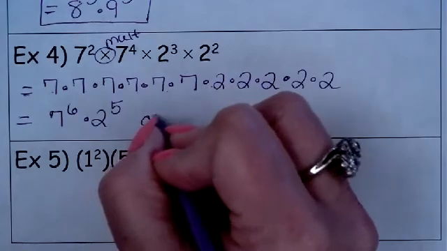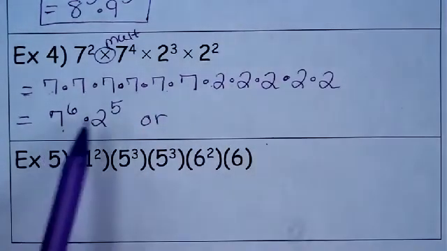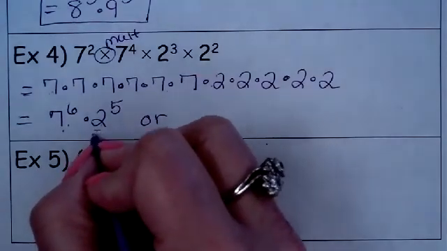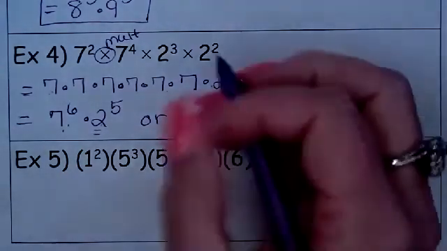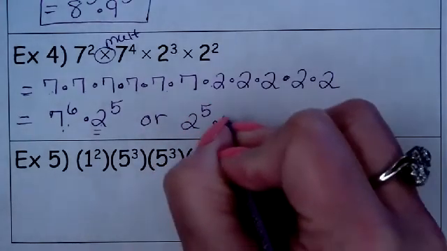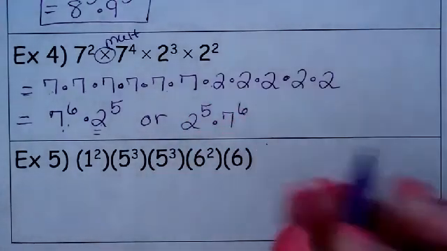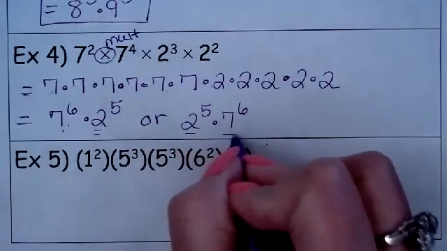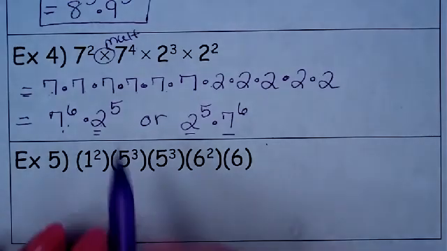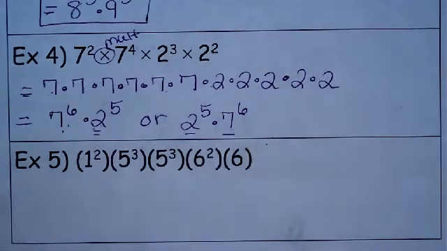Now, a lot of times they're not going to write it like this. A lot of times they will put that smaller base number first. So you might have 2 to the 5th times 7 to the 6th. A lot of times they do like to put these base numbers in ascending order, okay? So you have to know that this and this do mean the same thing, and they are truly the same answer, okay?